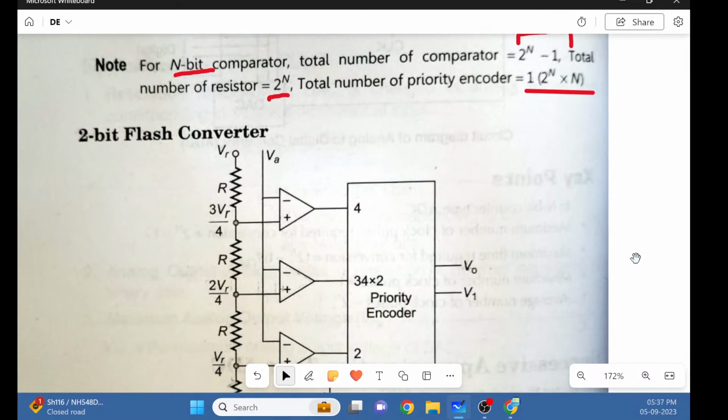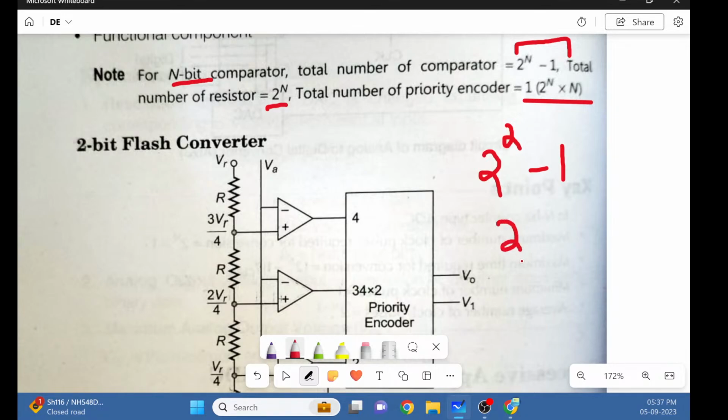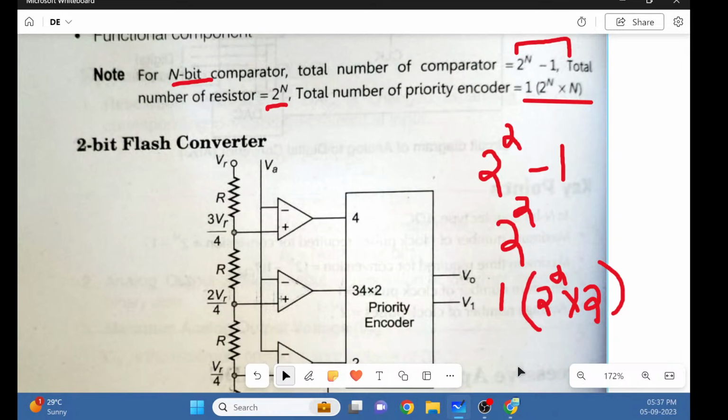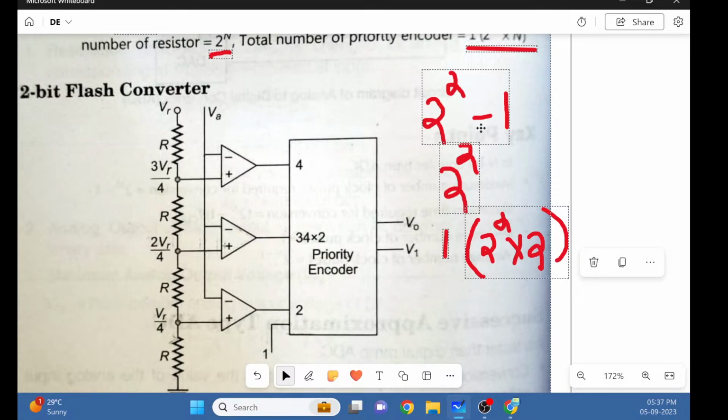So this is a basic circuit diagram of a 2-bit encoder. Let's count. In case of a 2-bit flash converter, we would require 2 raised to 2 minus 1 comparators, right? For n bits, 2 raised to n minus 1 comparators. We would require 2 raised to 2 resistors, and we would require 1 into 2 raised to 2 into 2 priority encoder, right?